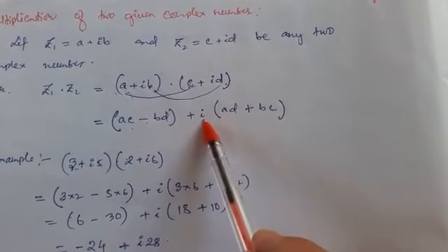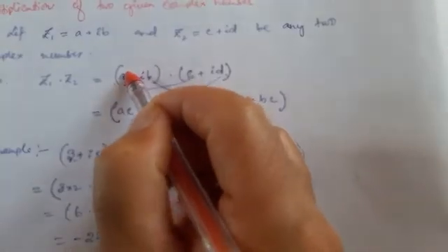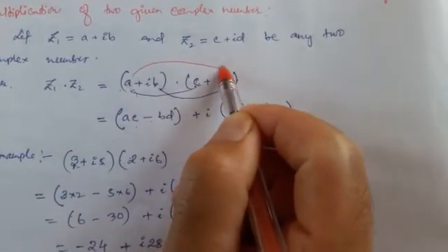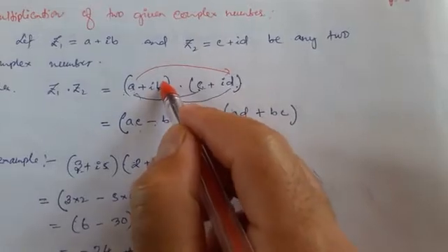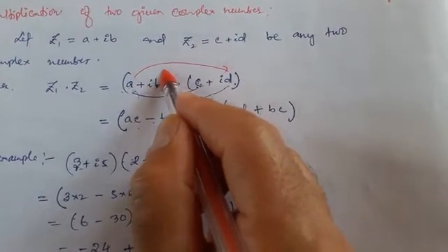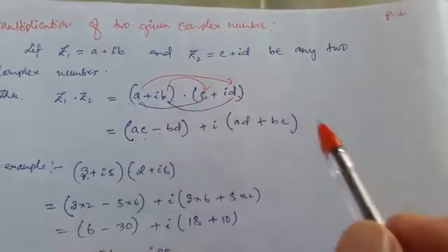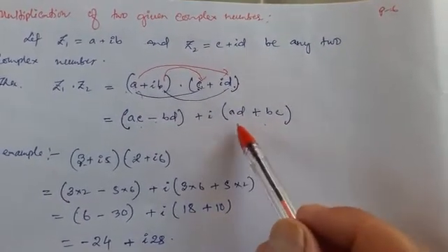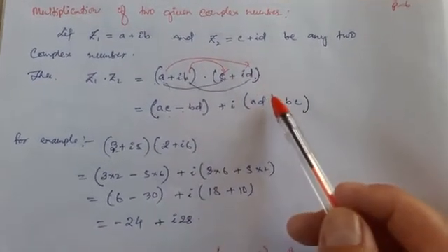In order to get the imaginary part, the real part of the first complex number will multiply to the imaginary part of the second, with the plus sign again. The imaginary part of the first complex number will multiply to the real part of the second complex number. By using this rule, we have to find the product of two given complex numbers.